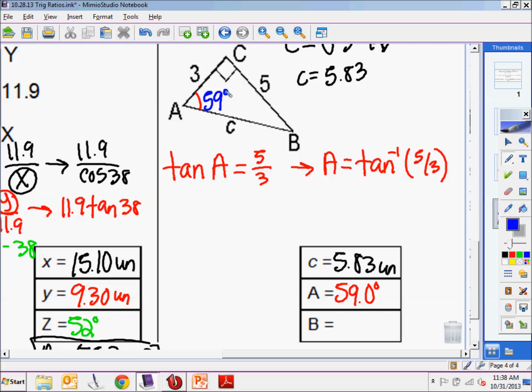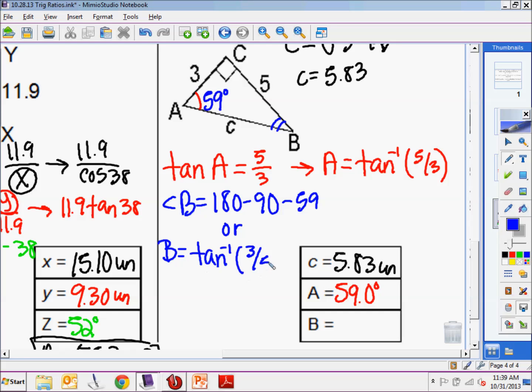All right, let's try it again. So now we need to find angle B. So I can do angle B equals 180 minus 90 minus 59. Or I could do what? You do the sine or cosine.